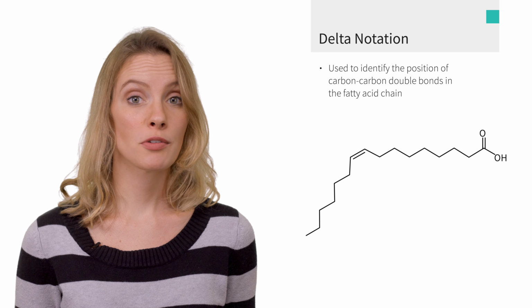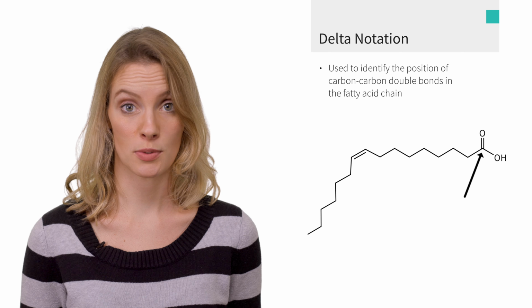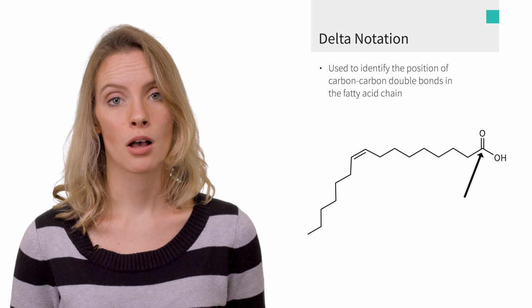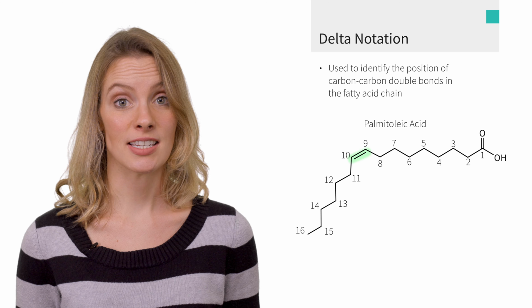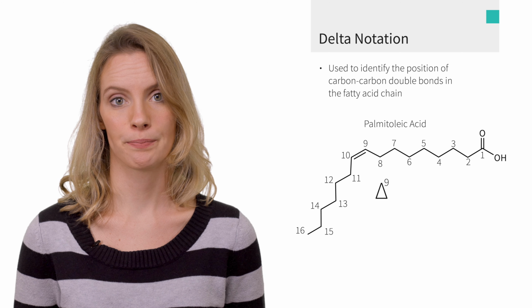There's also delta notation, which is used to identify the position of double bonds in the fatty acid chain. In this system, we return to counting normally, so starting at the carbonyl carbon, just as we do under the IUPAC system. To return to our familiar example, palmitoleic acid would be said to have a delta-9 bond, with the 9 shown as an exponent on the delta symbol.